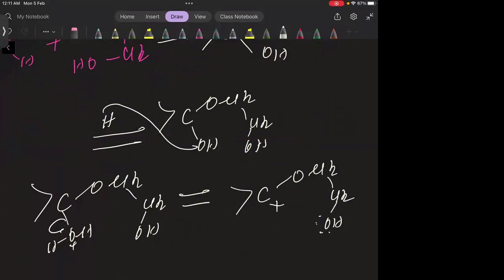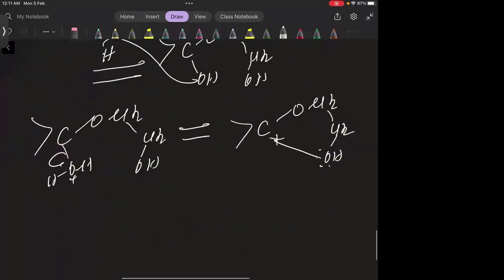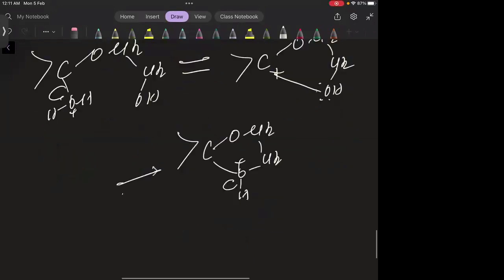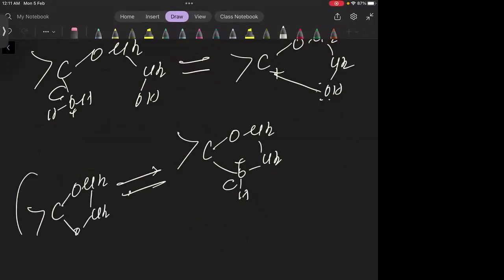So now the oxygen will attack on this positive center, and it will form the OCH2CH2O, and here is the H. Positive charge again comes here, and then the compound will form like that, COCH2CH2O. This is called ketal formation.